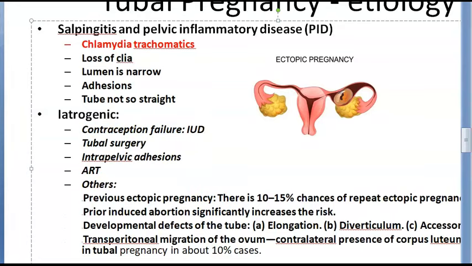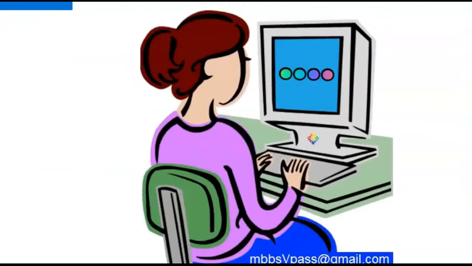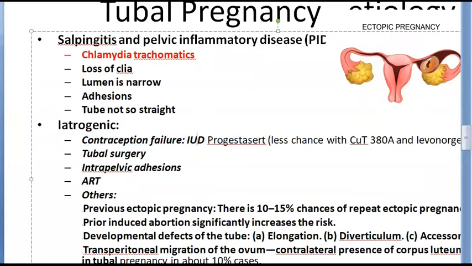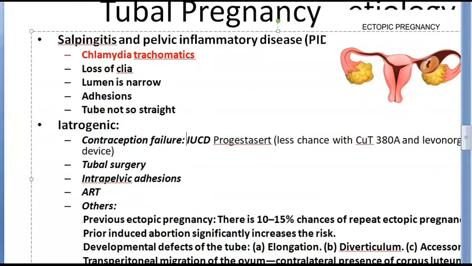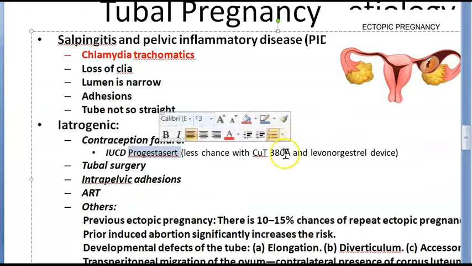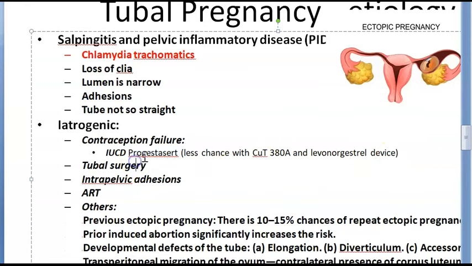Okay, so if you are using copper T, etc. See, understand one thing. The whole purpose of the IUD was to stop the pregnancy. But if pregnancy occurs, then it will be a tubal pregnancy. So it is bad if it occurs, right? With the IUCD, especially with progestasert, there is more chance, okay? There is less chance with copper T, 380A and levonorgestrel devices, but with progestasert, there can be more chances, okay?